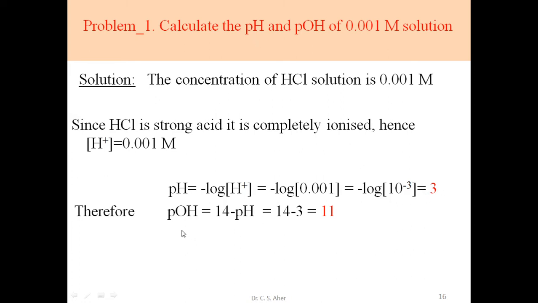As we know, pH plus pOH is equal to 14. So pOH is equal to 14 minus pH. pH is 3, so 14 minus 3 is equal to 11. So the pH of this HCl solution is 3, and the pOH of this HCl solution is 11. So this is the problem.